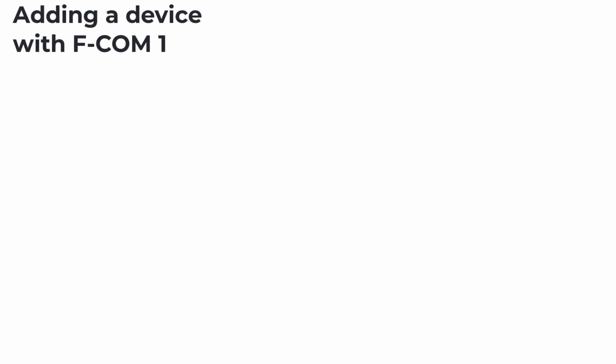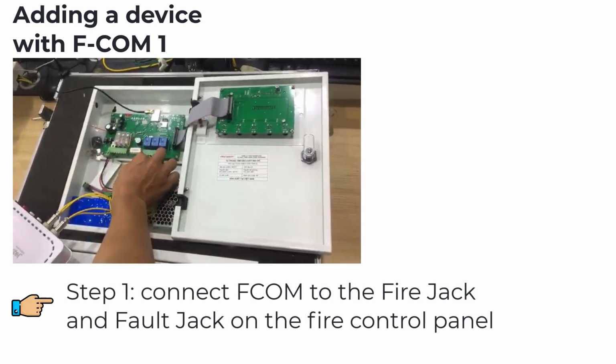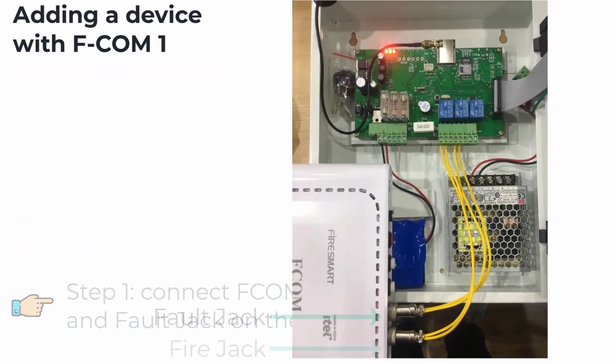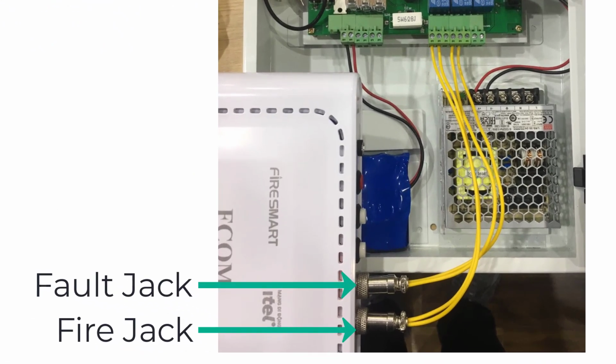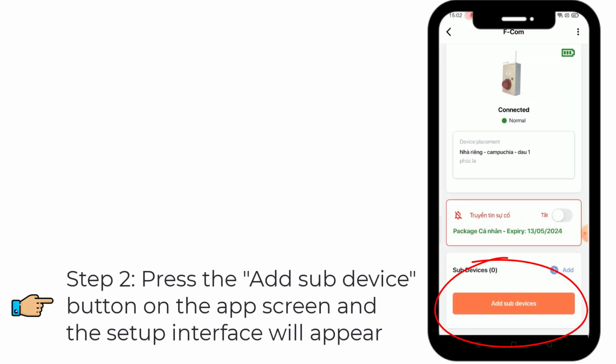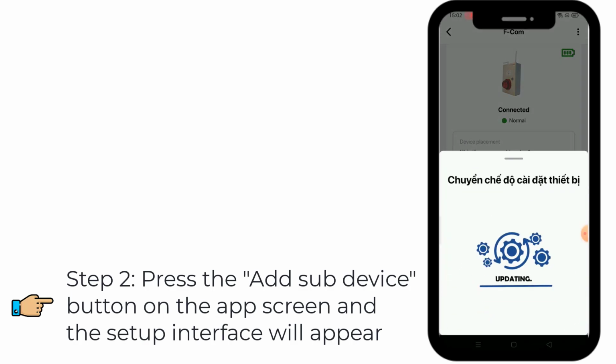Adding a device with FCOM 1. Step 1. Connect FCOM to the fire jack and fault jack on the fire control panel. Step 2. Press the Add Sub-Device button on the app screen and the setup interface will appear.